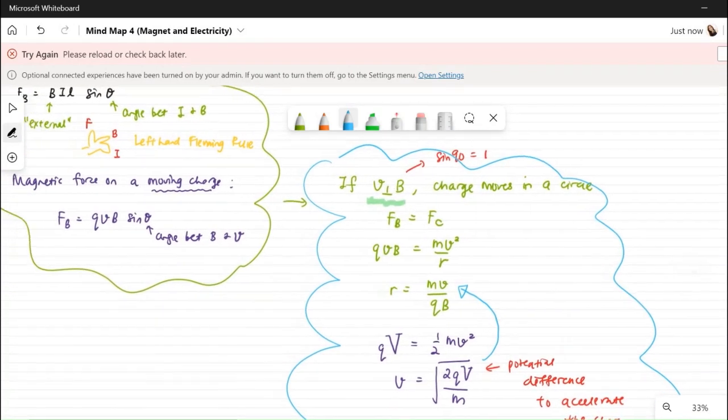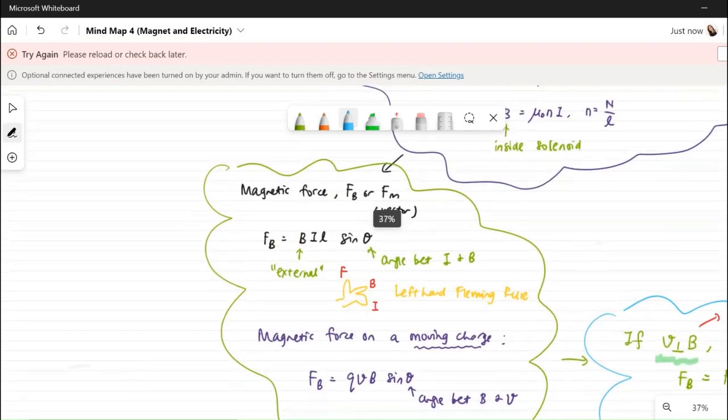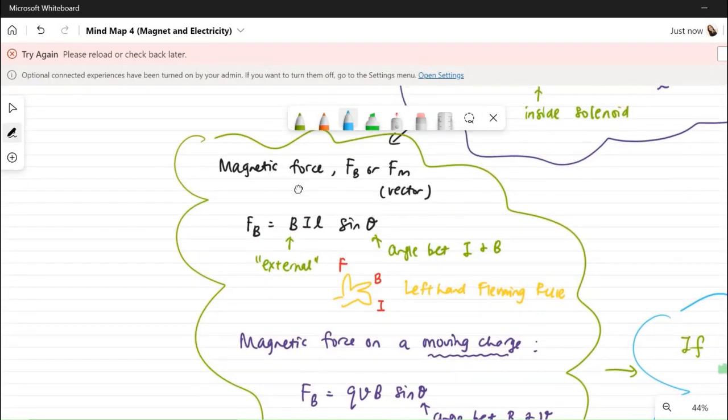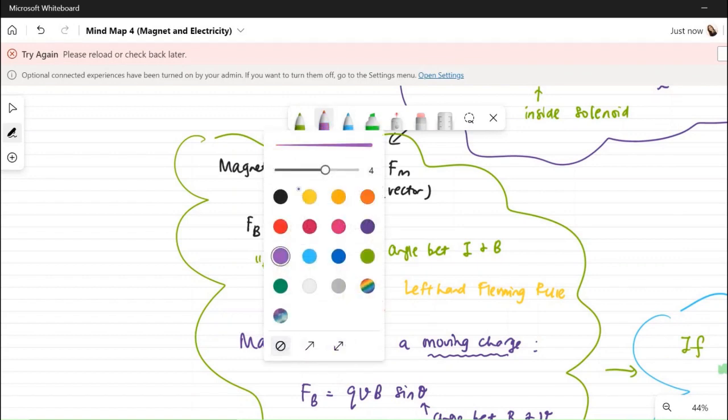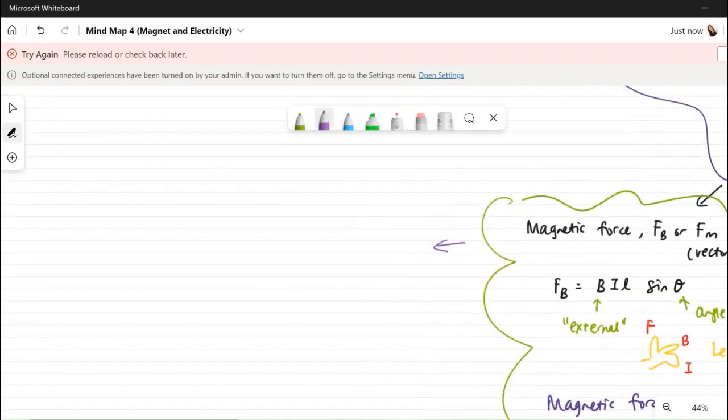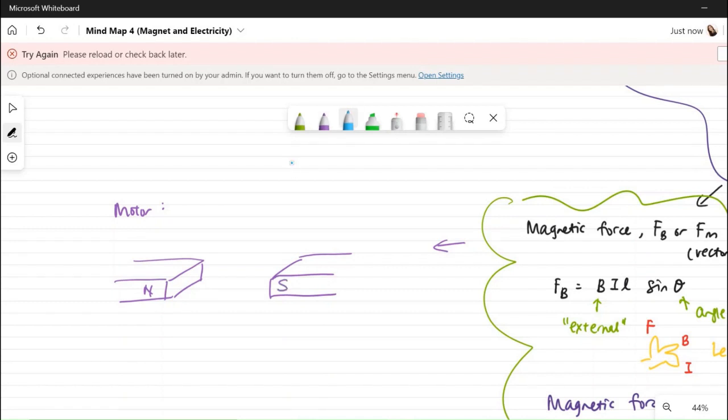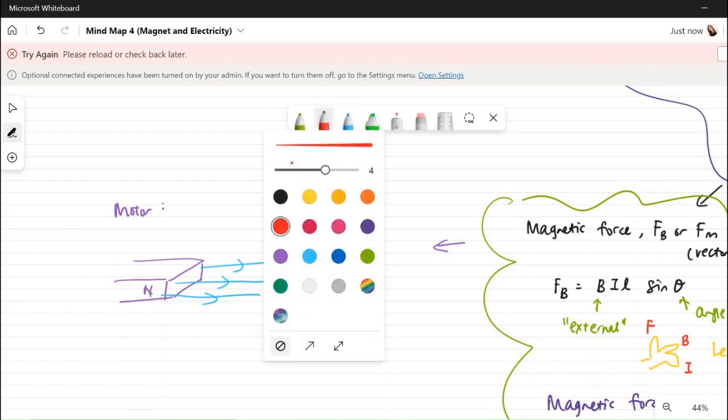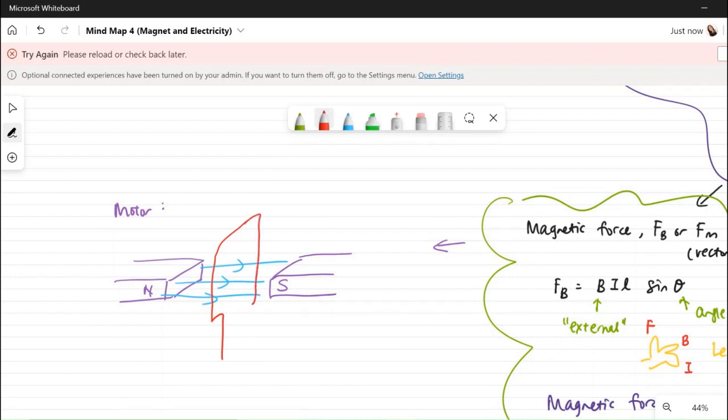Now, the concept of magnetic force can also be applied in a motor. So in a motor, let's look at it. For example, I have a magnetic field, supplied from a magnet bar here, pointing from north to south, and I have a loop carrying a current of I in this direction, for example.